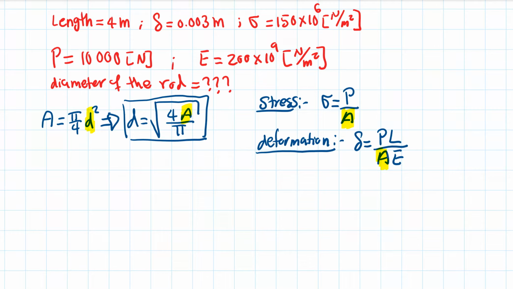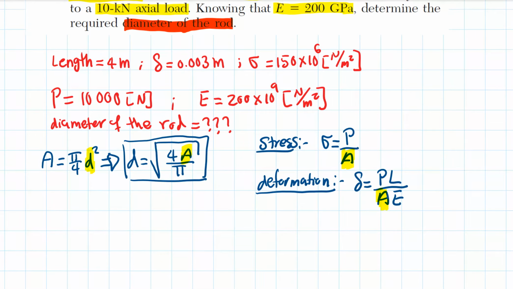In these types of problem, you use the stress equation and the deformation equation. If you are given all the needed information, use both of them and choose, in this case, the larger value and apply it in the diameter equation to get your required diameter.